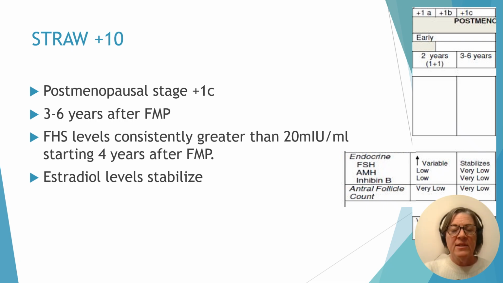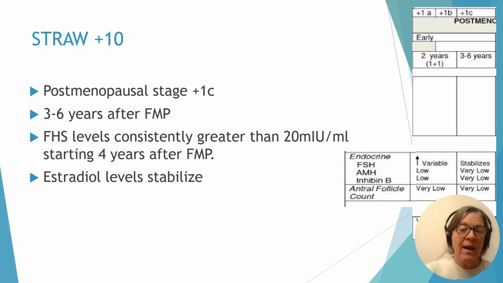The postmenopausal stage +1C, again, these are sort of arbitrarily just assigned to years. So these are 3 to 6 years after the final menstrual period. FSH levels now are consistently high. You'll be seeing levels of 60, 70, 80 when you're testing, and that tends to start about 4 years after the final menstrual period. But again, those FSH levels can be variable, and we don't really need to be looking at them unless we're looking at changing somebody's therapy depending on whether she's pre or postmenopausal. So routine screening for these hormones is not indicated. And I really, really want to emphasize that.